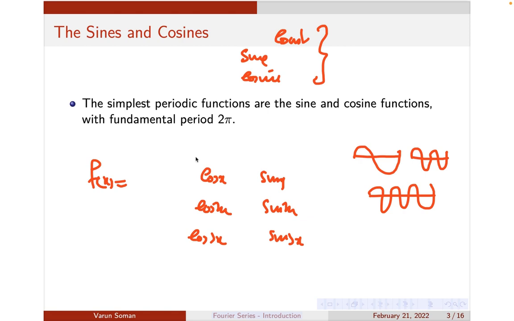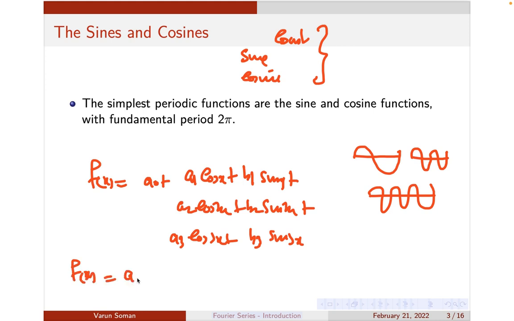Now what will be the representation? It is very simple. It is a1 cos x plus b1 sin x plus a2 cos 2x plus b2 sin 2x plus a3 cos 3x plus b3 sin 3x plus etc., and maybe you can have a constant also. The Fourier series representation is given by f of x is equal to a naught plus sigma n equal to 1 to infinity, I am just writing it in shorthand, an cos nx plus bn sin nx. Okay, so this is called the Fourier series representation of a periodic function with period 2 pi.